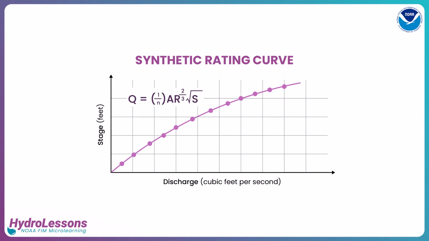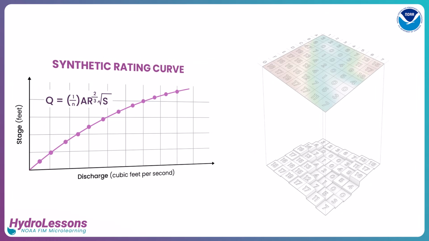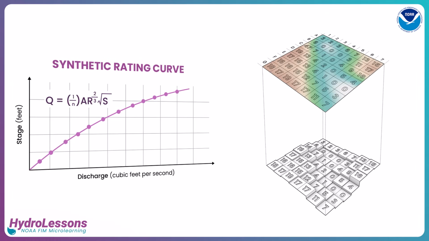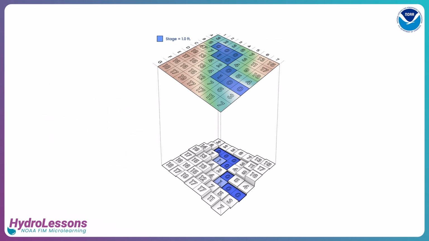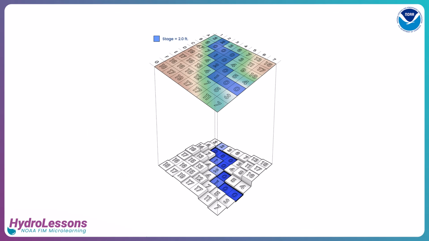Once the SRC is developed, it becomes a key input to flood inundation mapping. Forecasted discharge is translated into the corresponding stage using the SRC. This stage is then compared to surrounding HAND terrain values. Any grid cells at or below the estimated water level are identified and mapped as inundated.